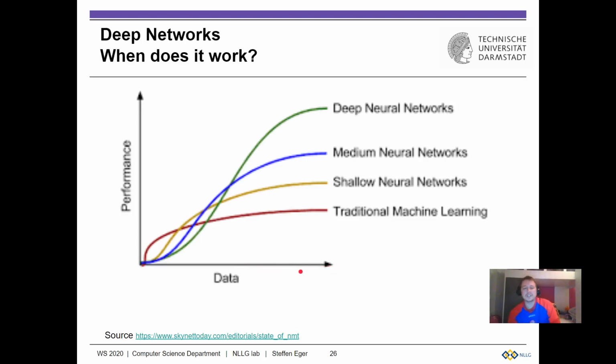If you have very much data, then you can make many hidden layers in your neural network, and you will get much better performance than if you use just very few hidden layers, or if you use traditional machine learning. And why is this the case? Well, obviously you can imagine such a deep neural network with very many layers will easily overfit. So that's a very powerful model, right? It can approximate every function.